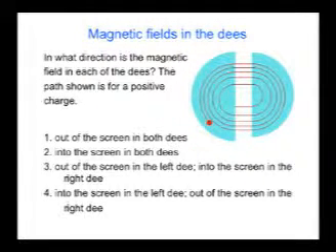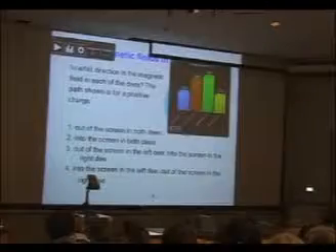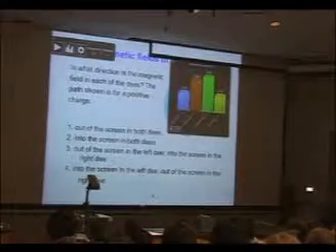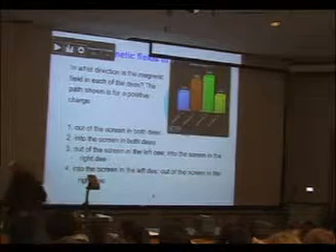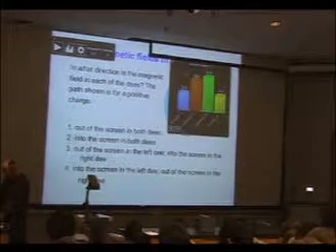And what I want to know is, in what direction is the magnetic field in the Ds? And we saw a positive charge. You saw which way, you can still see which way it's orbiting around. So what direction is the magnetic field in the Ds? Go for it. Okay. So that's interesting. Lots of votes for lots of things.